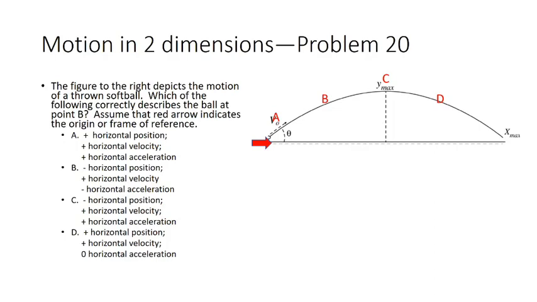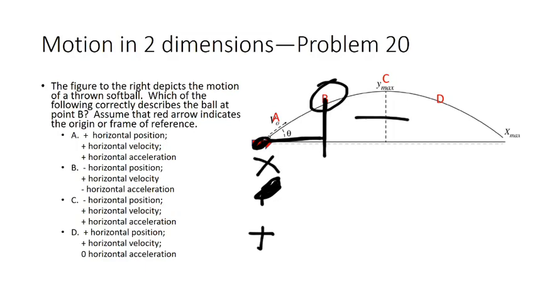So we're throwing a softball. Which of the following correctly describes the ball at point B? Assume the red arrow indicates the origin or the frame of reference. So we're starting here. We're talking about horizontal in this case. So at point B, horizontally, we're to the right of where we started. So that means the horizontal position, and we'll use x because that's typically what we use for position, is positive.